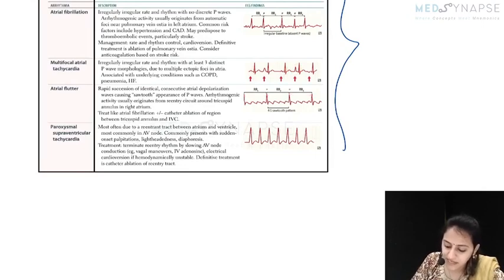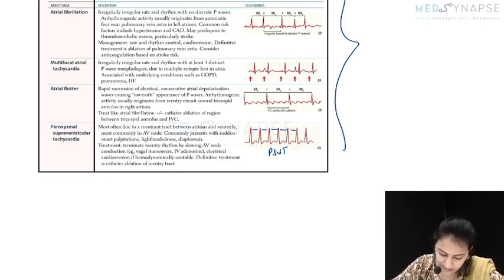Flutter is relatively regular with this sawtooth pattern, right? And when it looks like a normal one, just that there is tachycardia and you are not seeing the P wave, this is going to be PSVT. The RR interval is close, the P wave is absent. That is PSVT.